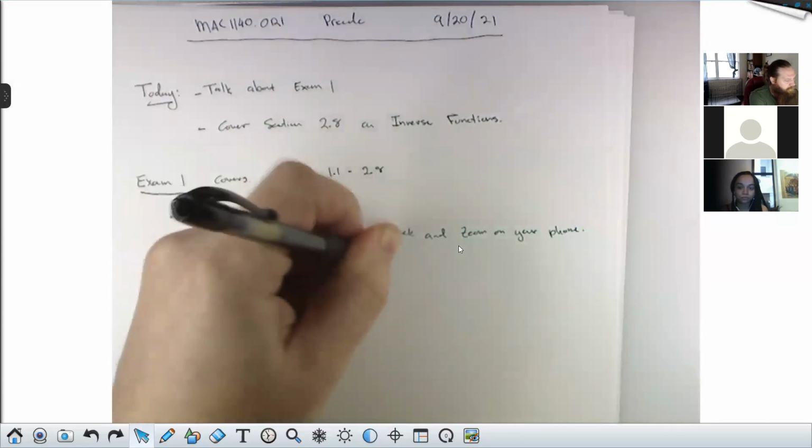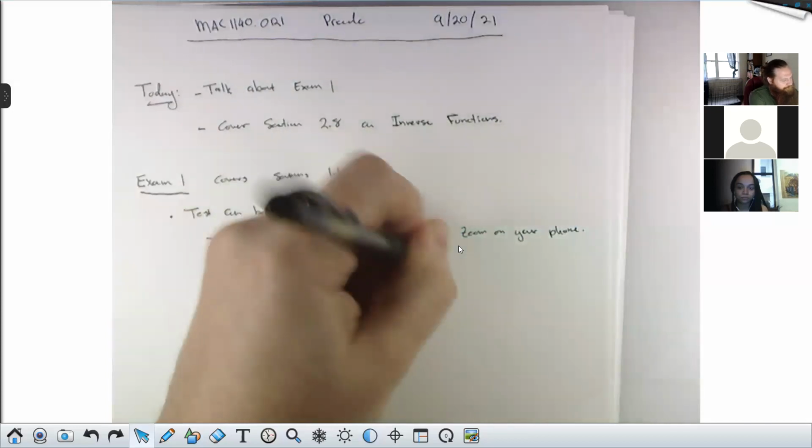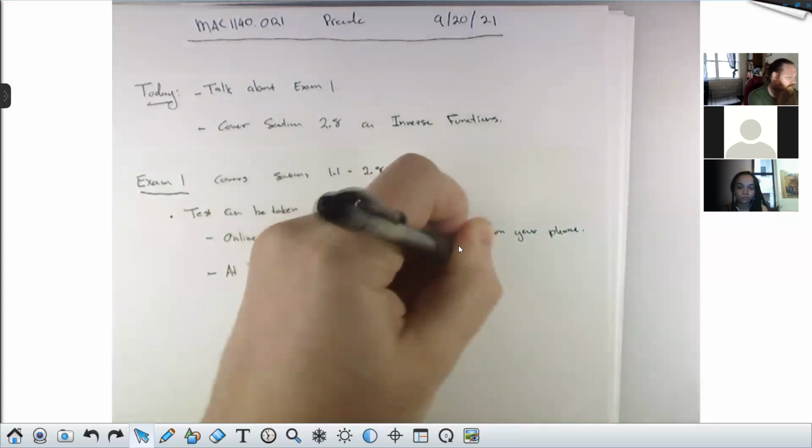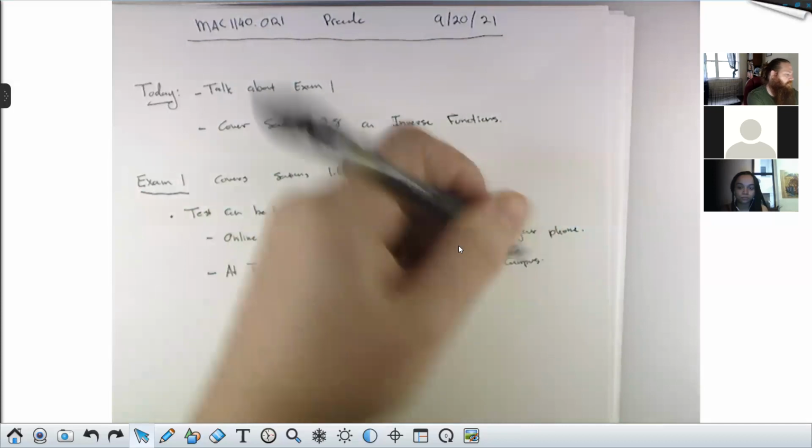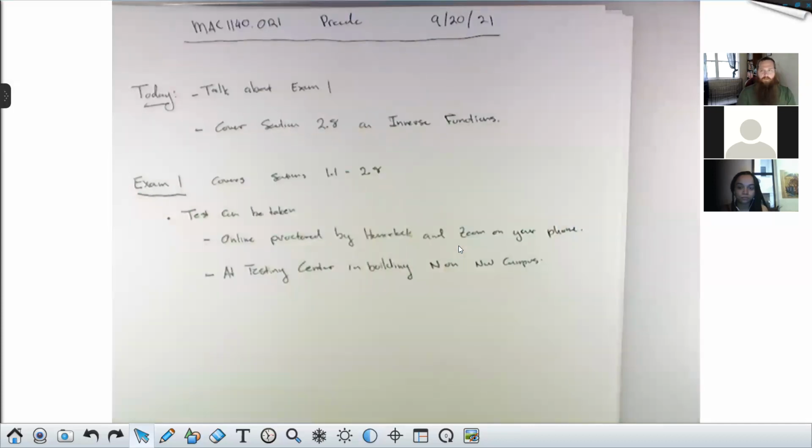Which is in Building N on the Northwest campus. Or if you're out of town, but you happen to be living in like a university town where they have a testing center that non-university students are able to go to and use, I would be fine with that. But these are the two options. You can either do it at a registered official testing center. I would recommend Santa Fe's, or you can do it online with the combination of HonorLock and Zoom.